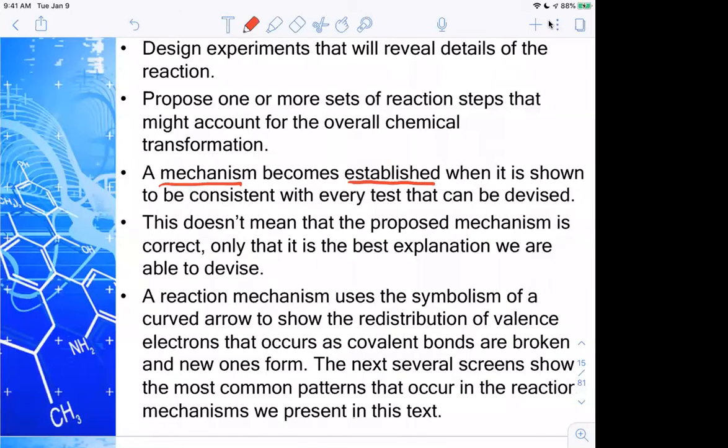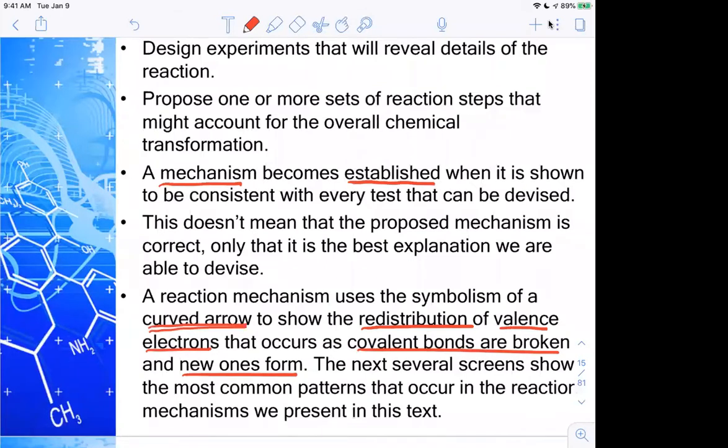So my reaction mechanism is using that symbolism of the curved arrow to show the redistribution of my valence electrons that occurs as covalent bonds are broken and new bonds are formed. The next several screens are going to show the most common patterns that occur in the reaction mechanisms that we present in this particular text.